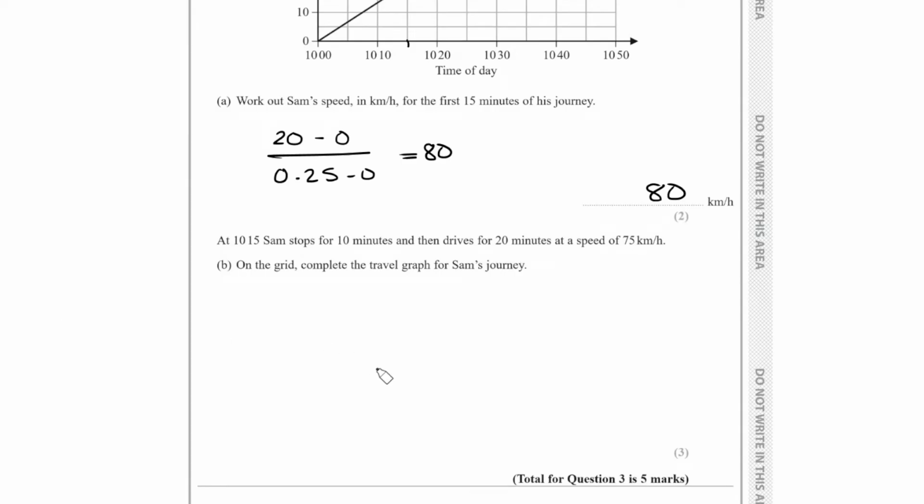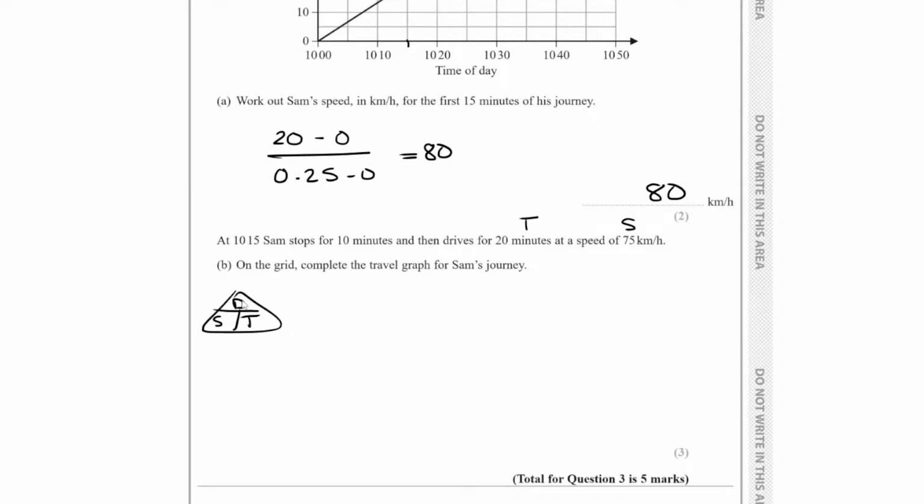So at 10:15, Sam stops for 10 minutes, then drives for 20 minutes at a speed of 75 kilometers per hour. On the grid, complete the travel graph for Sam's journey. So obviously you're going to draw the 10 minutes, but let's just work out this bit first before we start drawing it. We will now want to work out the distance, because we've got the time and the speed.